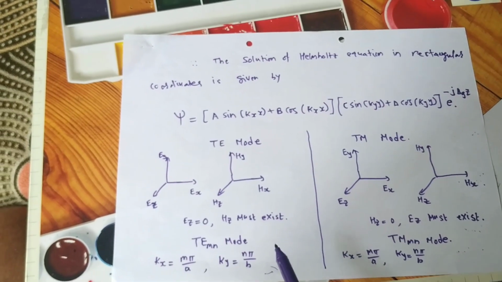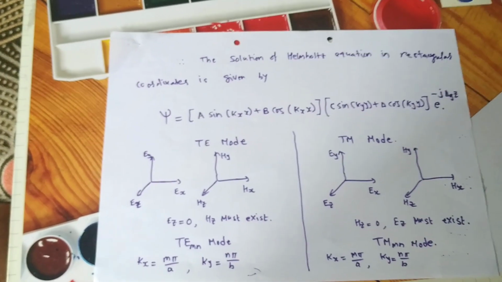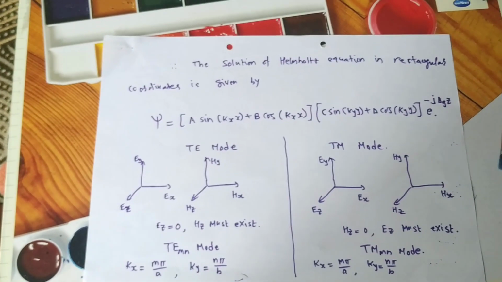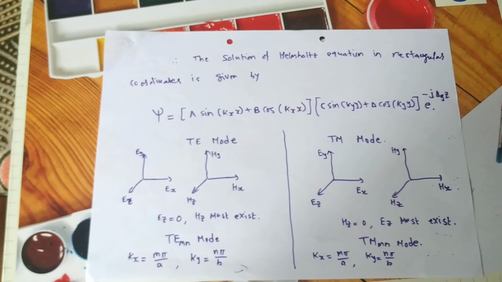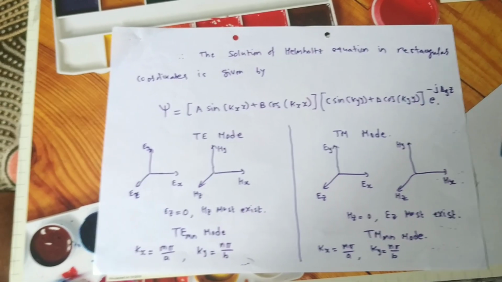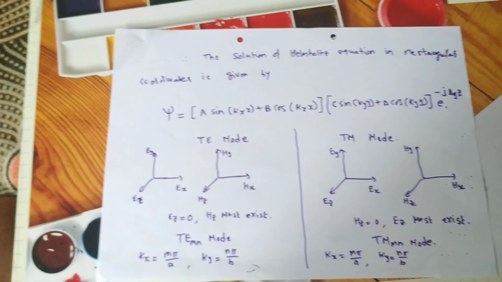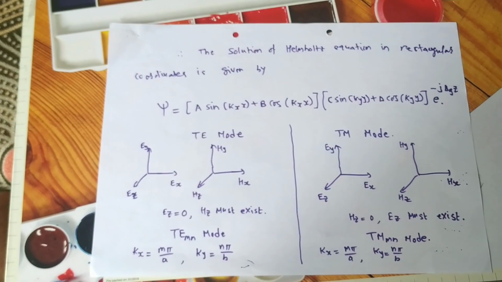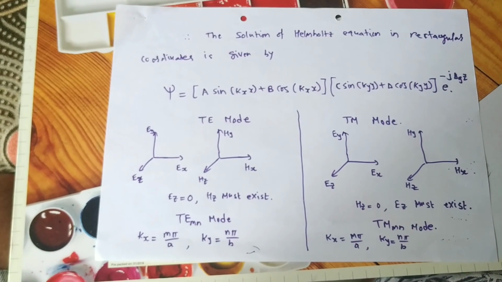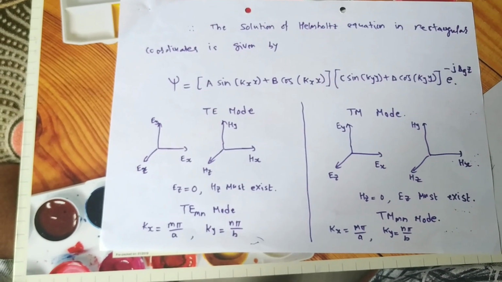So in this class we have seen the solution of the Helmholtz equation in a rectangular coordinate system for a rectangular waveguide, we have seen the 3 different conditions, and we have seen the TE and TM mode definitions.